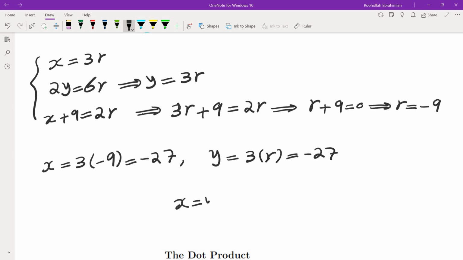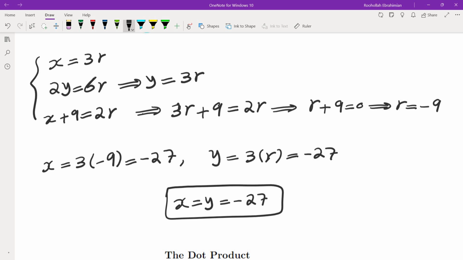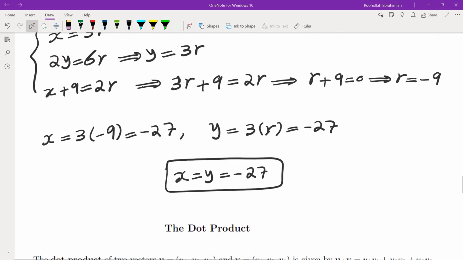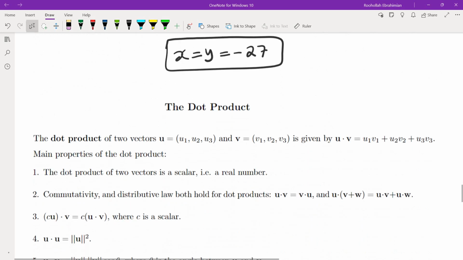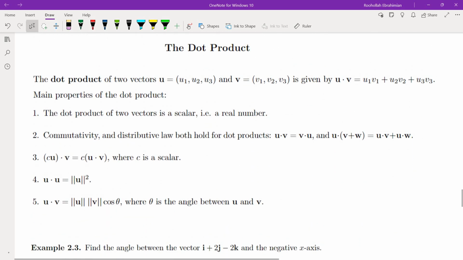So the answer is x equals y equals negative 27. Okay, so far we have talked about multiplying a vector by a scalar and adding and subtracting two vectors. The next thing we're going to talk about is a form of multiplication of two vectors. There are two different types of multiplication of vectors in 3 dimensions. The first one is the dot product.